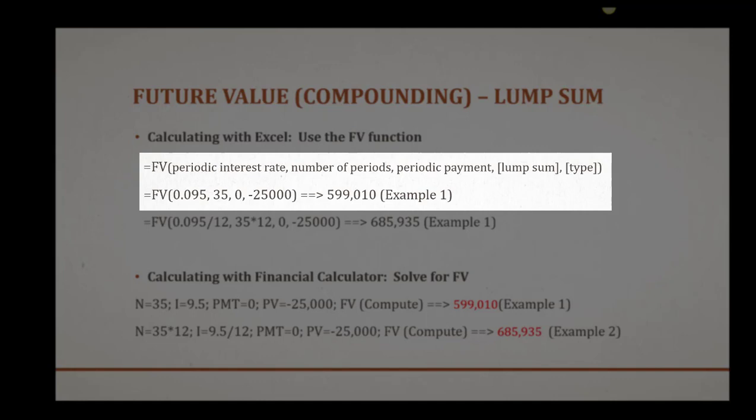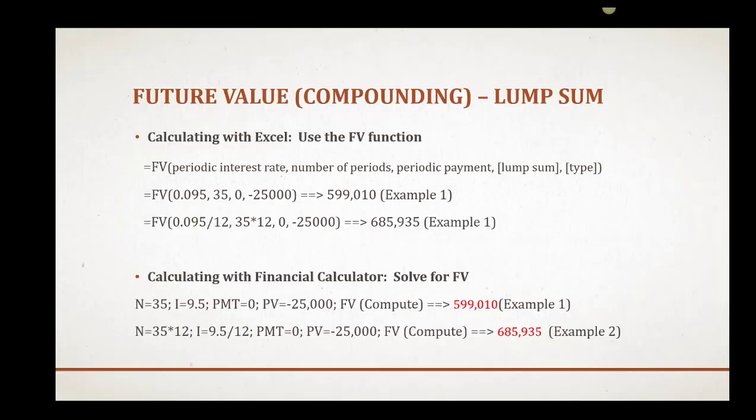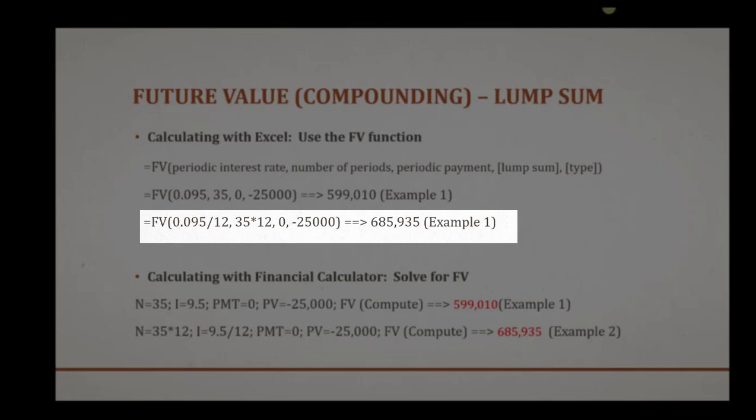So this is how we would enter it into Excel. We'd put in a negative 25,000. We submit those inputs, and we're going to get an output of $599,010, and that's the same thing we came up with in our other calculation. If we do it monthly, we would have 9.5% divided by 12 as the input for the periodic rate. Our number of periods would be 35 times 12. The periodic payment again is still 0, and our lump sum payment is negative 25,000. So that would be the amount that we invest up front. And again, we would have that same answer we had before, 685,935.